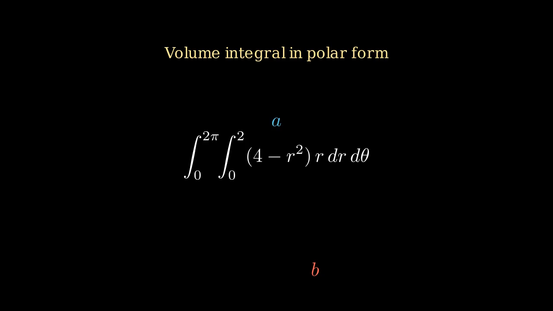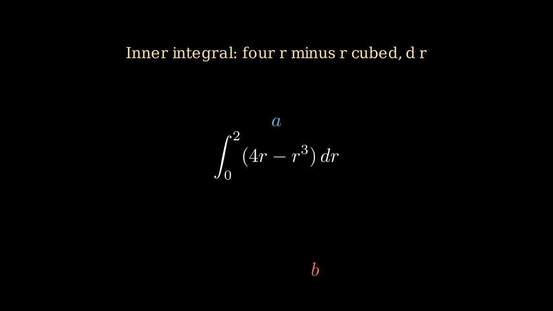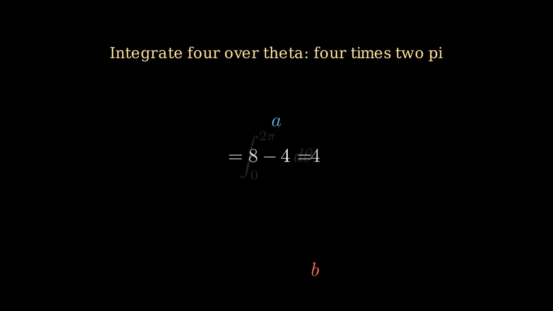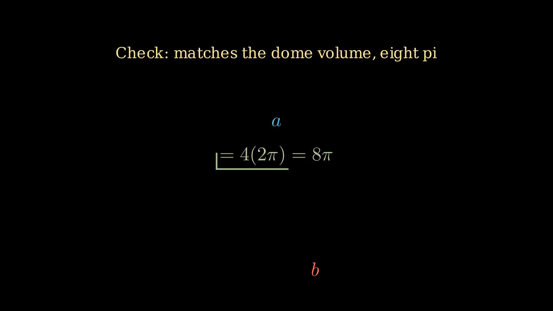The inner integral over r is the integral from 0 to 2 of 4r minus r cubed dr, which evaluates to 2r squared minus 1/4 r to the 4, evaluated from 0 to 2. Plugging in r equals 2 gives 2 times 4 minus 1/4 times 16, which is 8 minus 4, equals 4. Now we integrate this constant result, 4, over theta from 0 to 2 pi, giving 4 times 2 pi equals 8 pi. As a check, this 8 pi matches the expected dome-shaped volume sitting above the disk of radius 2, so our answer is confirmed.